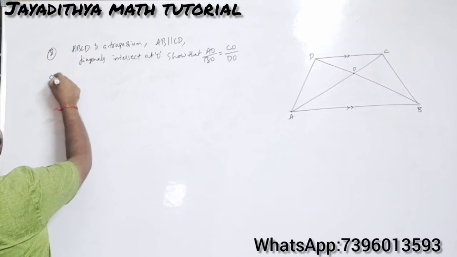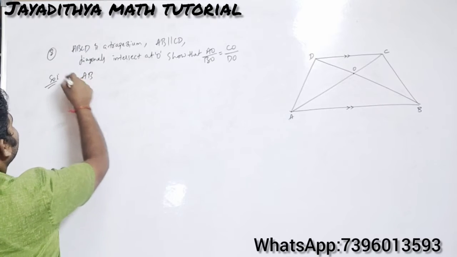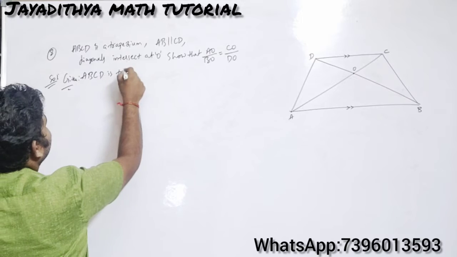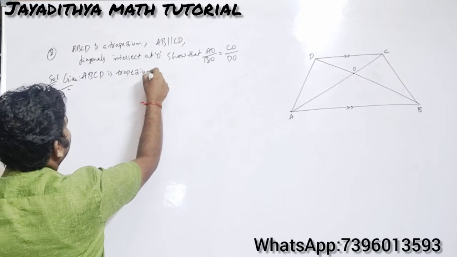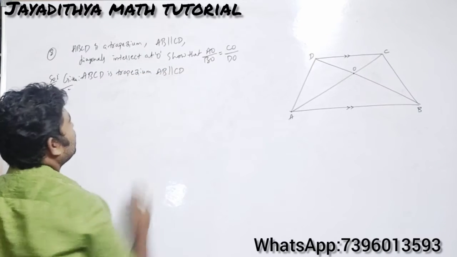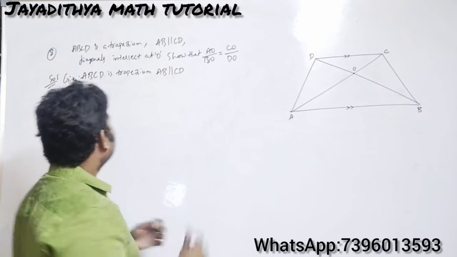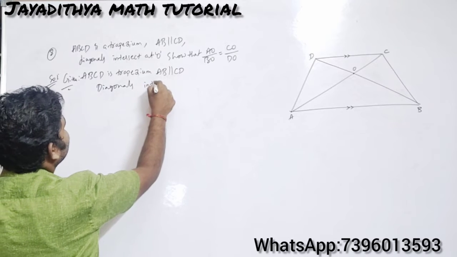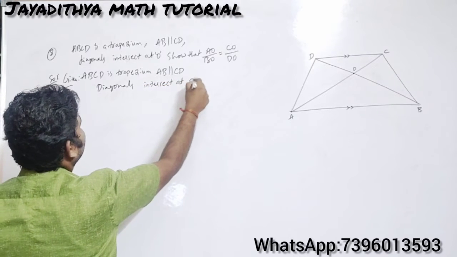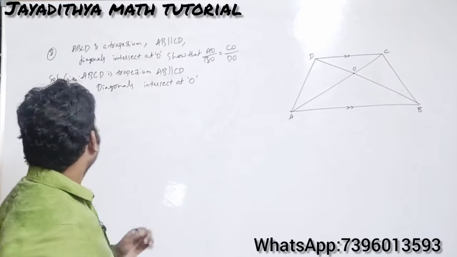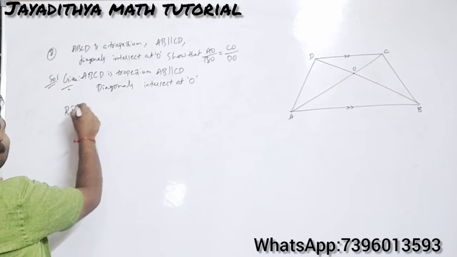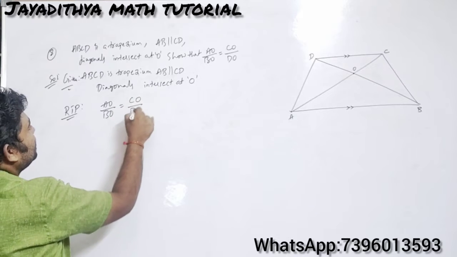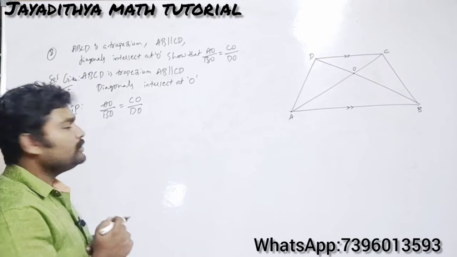So observe this problem. This problem is very, very important now. So start with the given data. So what is the given data here? So given data is ABCD is trapezium in which AB is parallel to CD. Okay. So diagonals intersect at O. Right. So what we need to prove here? We need to prove that AO by BO is equals to CO by DO.